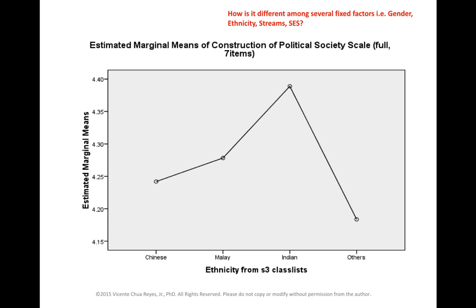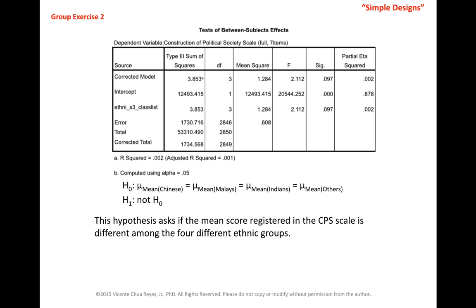So if you take a look at it, again, that table represented in this graphic form shows the huge variation in scores. Indian ethnic students scored the highest, and others scored the lowest. Simple design again. So this is the table that we see. The hypothesis that is inherent in this table basically tells us that there's no difference.